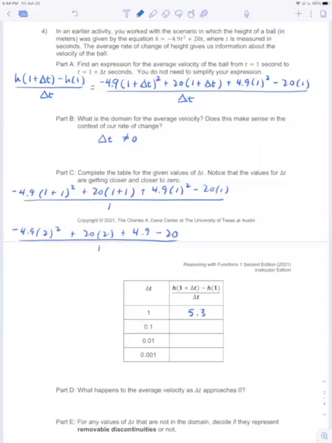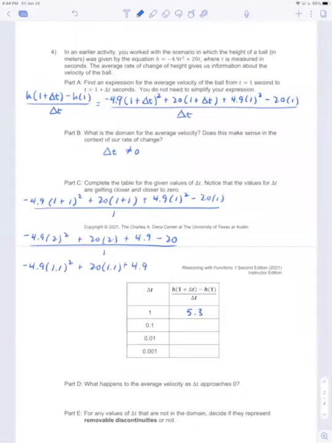And let's do this again. This time I'm going to do the same thing. We have negative 4.9 and then 1 plus 0.1 is going to be 1.1 squared, plus 20 times 1.1, and then we have plus 4.9 times 1. Sorry about that. Let me erase that last one and put a parenthesis and then minus 20 times 1. And all of this is going to be over 0.1.